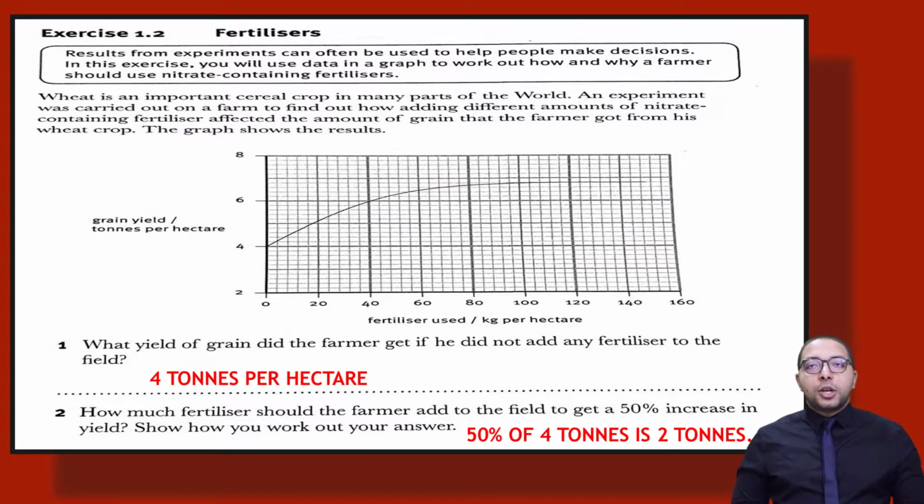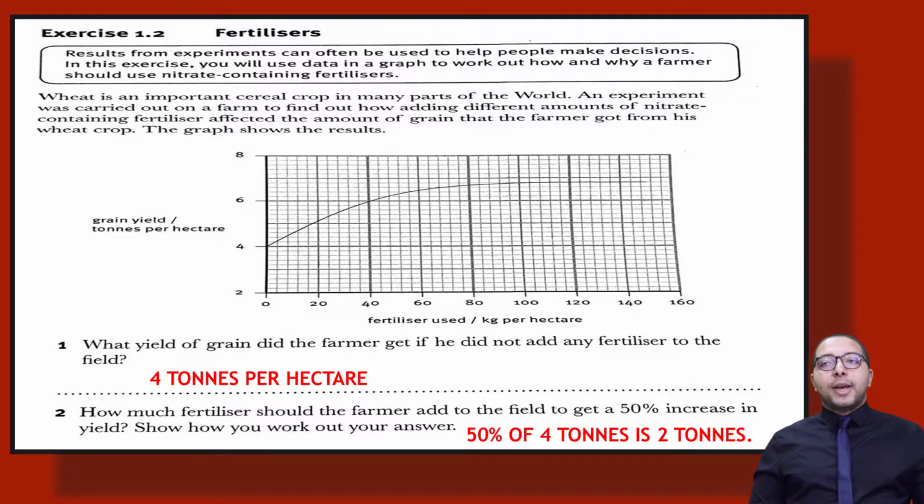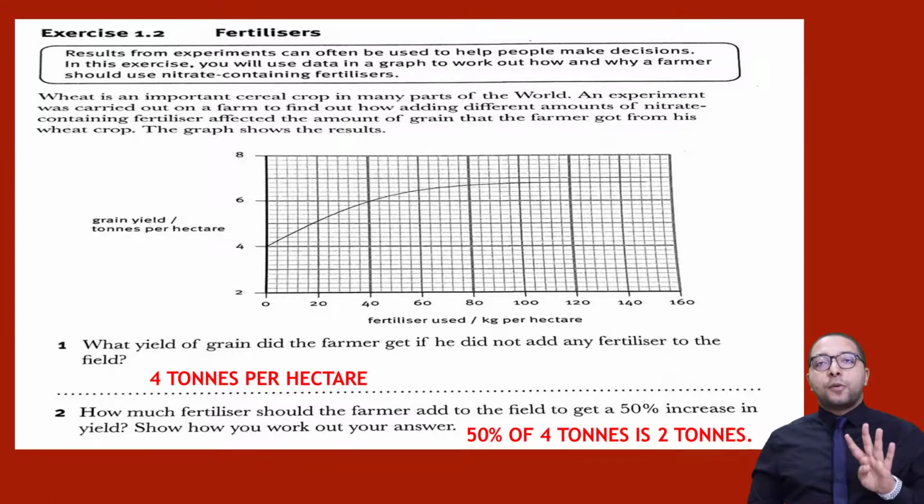The second question: how much fertilizer should the farmer add to the field to get a 50% increase in yield? Show how you worked out your answer. 50% of the 4 tons is 2 tons.